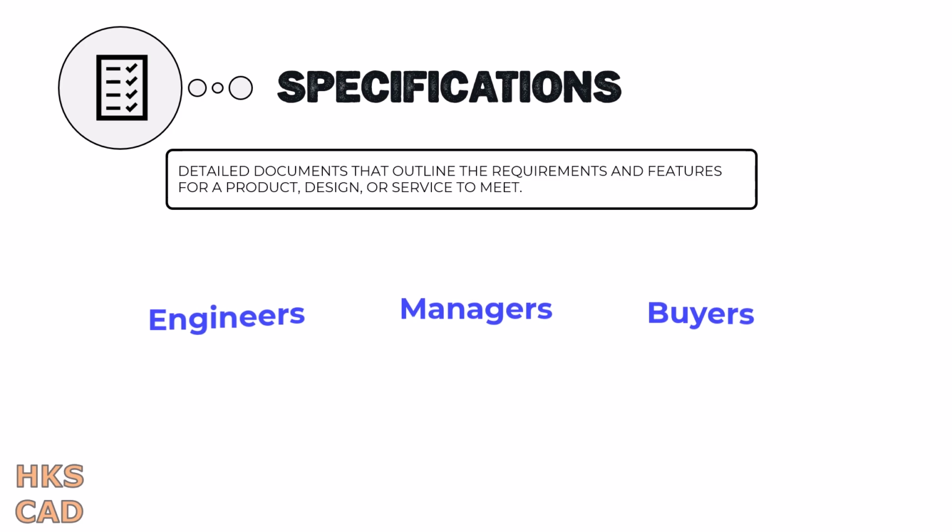In engineering, specifications are detailed documents that outline the requirements and features for a product, design, or service to meet. They can also refer to a set of documented requirements that material or workmanship must meet to complete an engineering project. Specifications are often a type of technical standard and are usually prepared by architects, engineers, and specifiers.